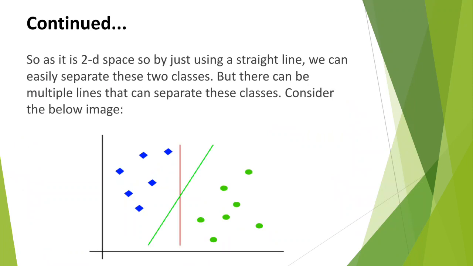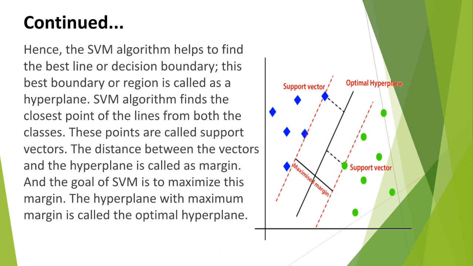So as it is in 2D space, by just using a straight line, we can easily separate these two classes. But there can be multiple lines that can separate these classes. Consider the below image. Hence, the SVM algorithm helps to find the best line or decision boundary. This best boundary or region is called a hyperplane.